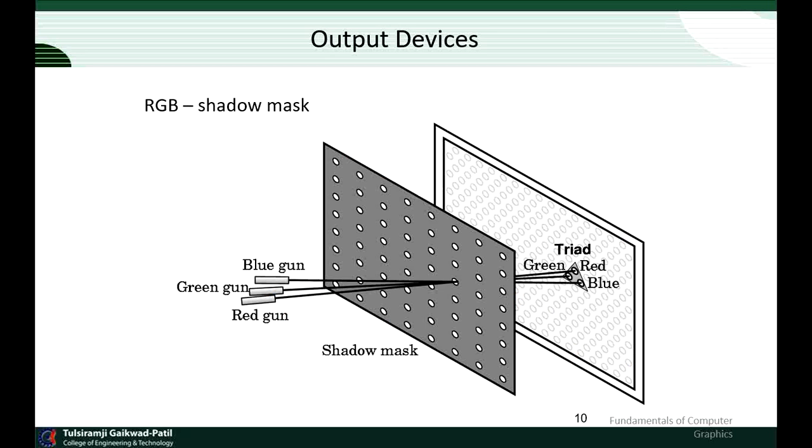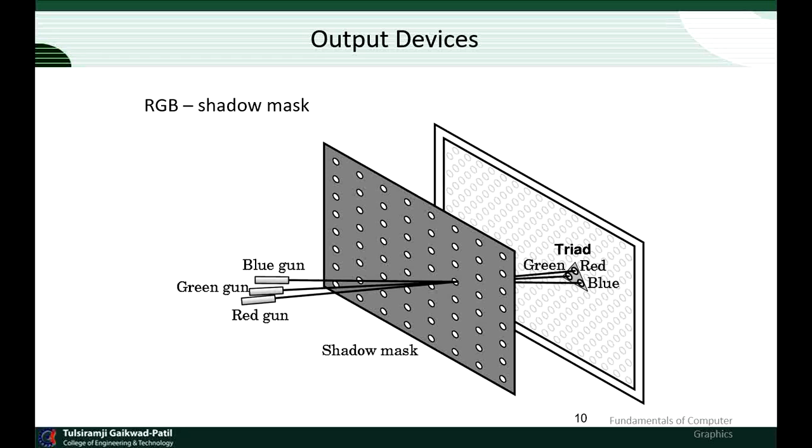Then another device is there, that is the shadow mask. It is also called the RGB shadow mask. Here we can see there are three guns, that is the blue gun, green gun and red gun. So this is used for the color combination of the picture of a particular pixel which is to be displayed on the screen, and according to these three colors the combination of colors will be formed and it will be displayed on the screen.